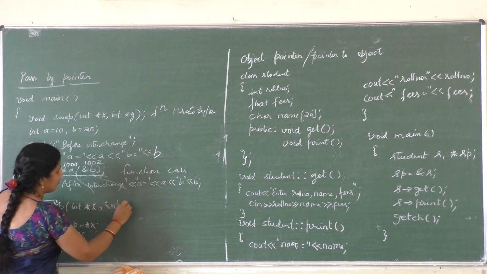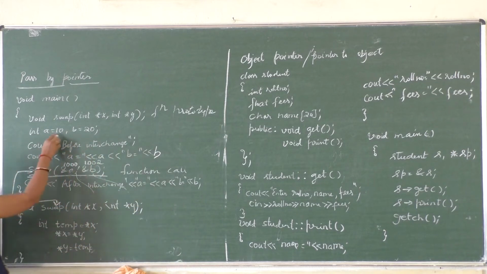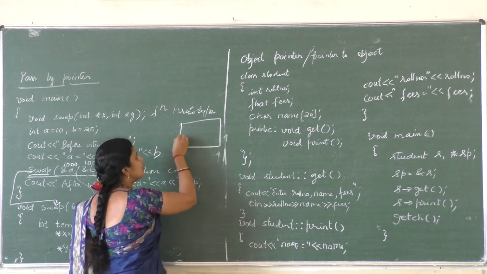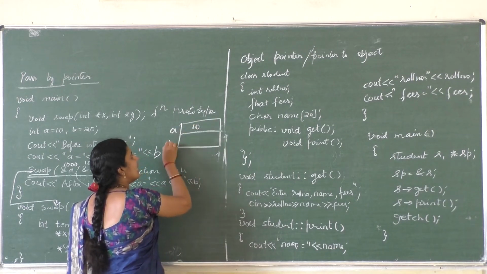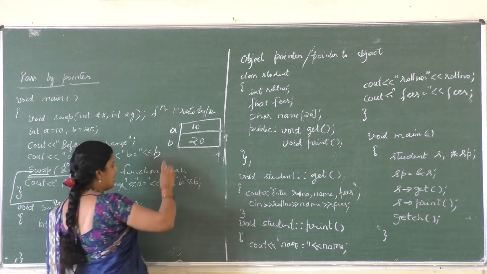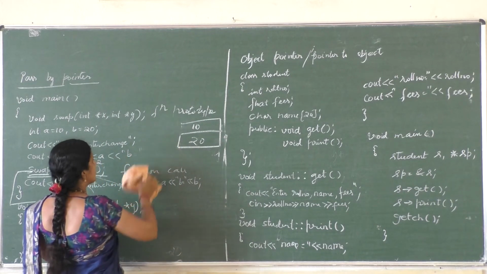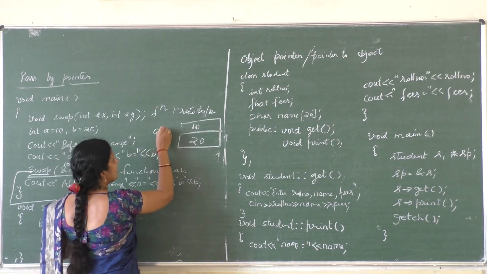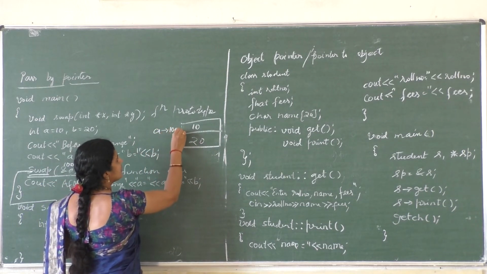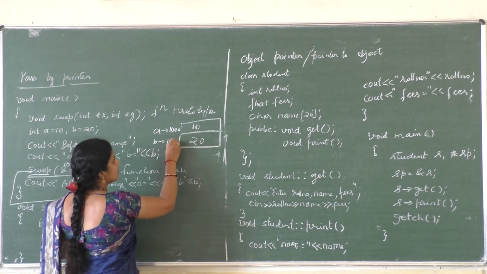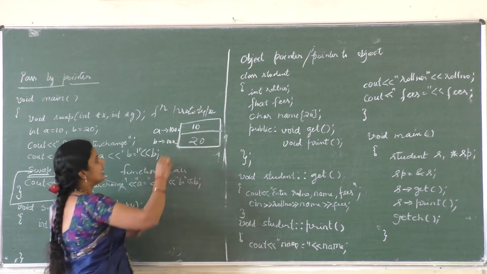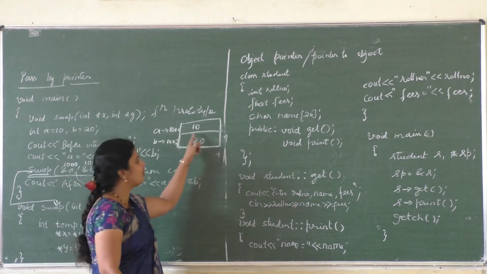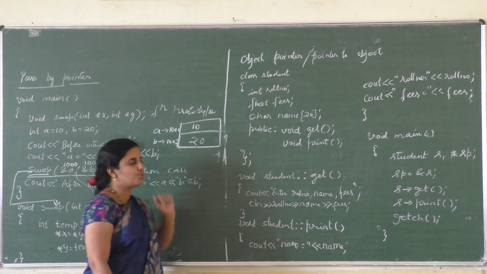Here we have considered A and B. Assume that I have declared two variables, A as 10 and B as 20. Consider the memory address of A as 1000, memory address of B as 1002. Memory address of A is 1000, memory address of B is 1002. Value stored for A is 10 and for B is 20.